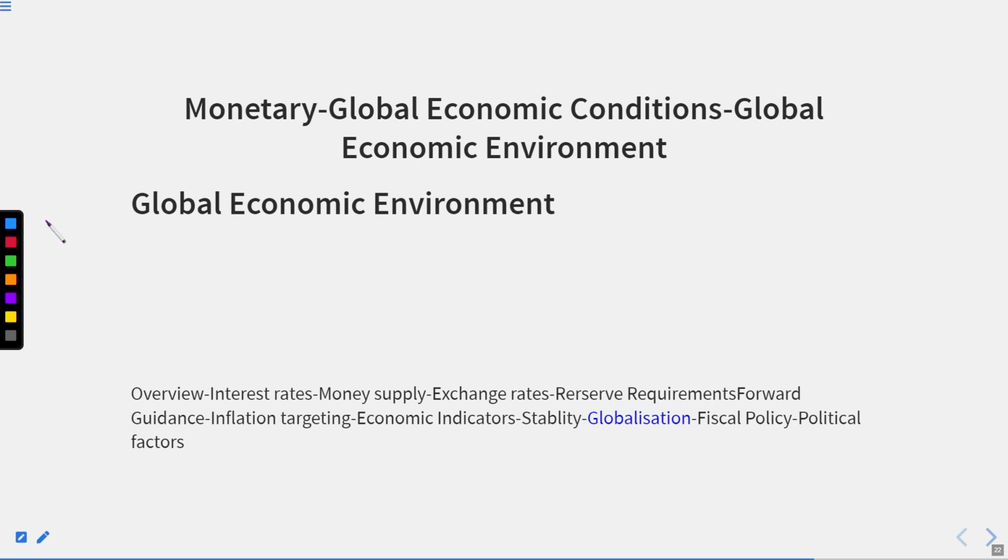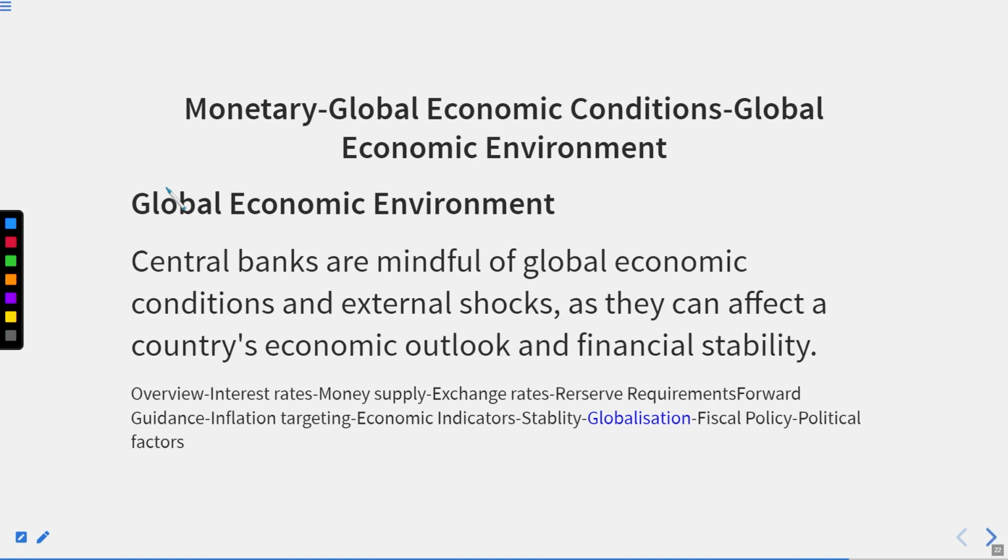Thereafter, we have globalization and the global economic environment, because nowadays when we talk about the economy, we are not talking about a closed economy. Economy is open for all, right? So we have to maintain the global scenario as well. Central banks are mindful of global economic conditions and external shocks as they can affect a country's economic outlook and financial stability. All right, because right now every economy is dependent on the other economy, or you can say there is a cross dependence on the world economy part, right?